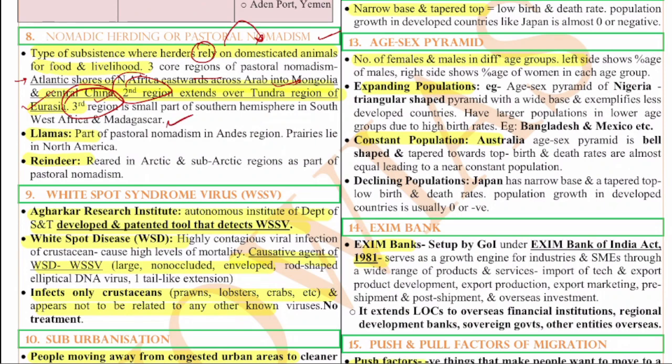So this is the next one. And you have the llamas, which are part of the pastoral nomadism of the Andes region. The prairies lie in North America. The reindeer are reared in the Arctic and subarctic regions as part of pastoral nomadism. So pastoral nomadism is nomadism for the grass, for the pasture for the animals.